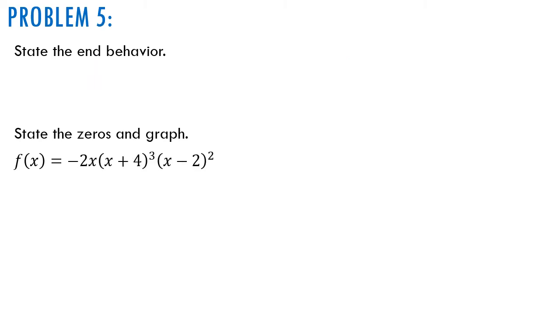Okay, looking at this one. Once again, we want to count how many x's we have. We've got 1 here, 3, that's total 4, and then 5, 6. So we have x to the 6. The first sign is negative, so it's negative x to the 6. And so my end behavior is down and down.